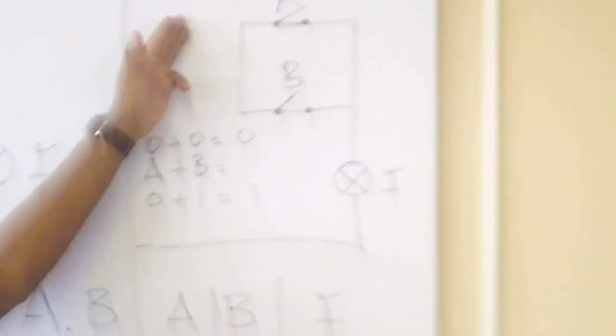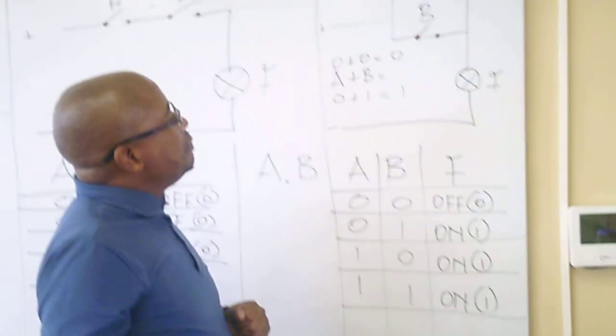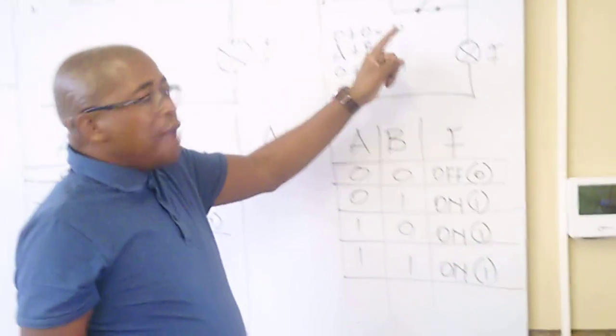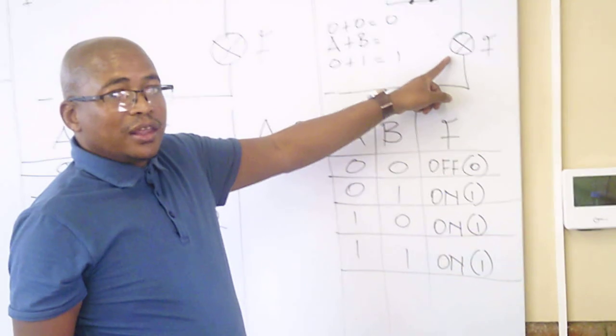With an OR gate, my switches are connected in parallel. That means should I make one of these switches on, then this will be on.